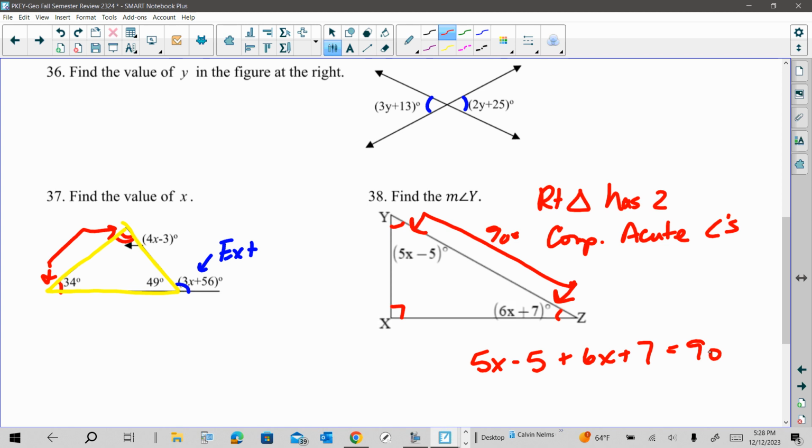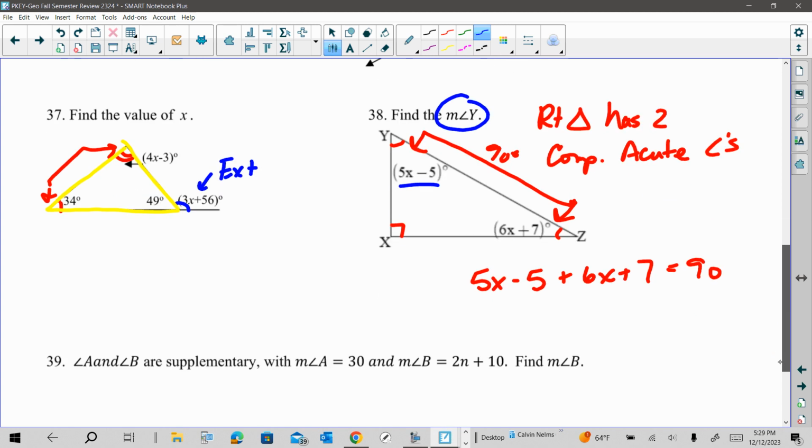You do need to plug it in. You have to find your x so that you can plug it back in, because they want you to find the measure of angle y. So that means you have to plug it back into that expression. Hopefully you get that the measure of angle y equals 35.